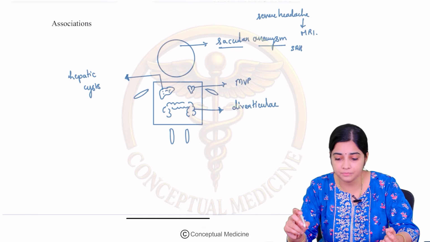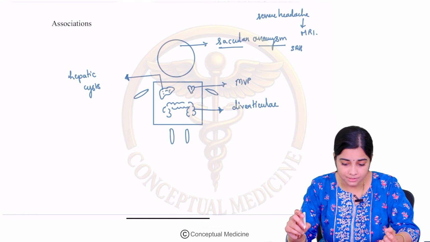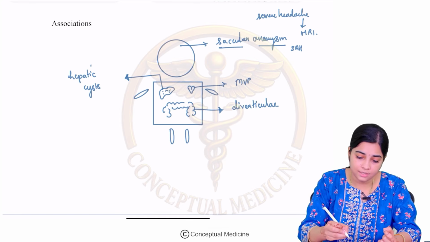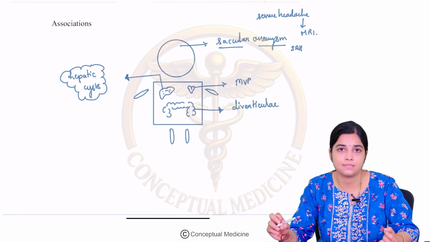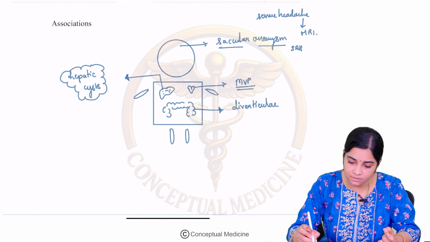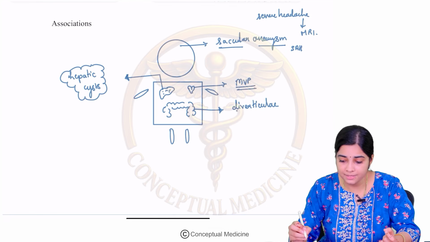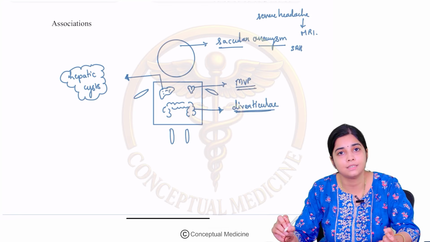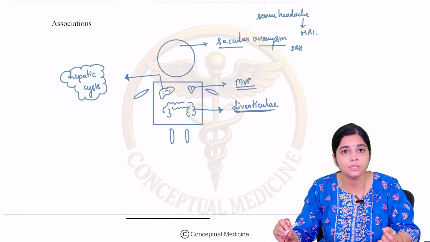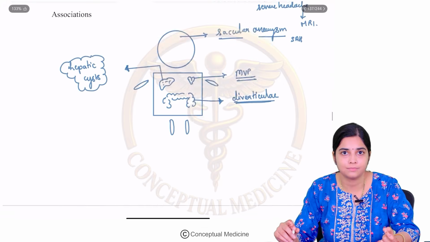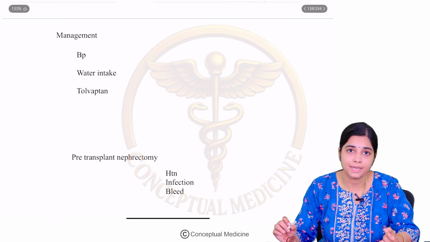Right? Apart from this, the most common extra-renal association is the presence of hepatic cysts. Then, in the heart, it's associated with mitral valve prolapse, and you can also have intestinal diverticula. So these are the other associations for polycystic kidney disease. Now let us look at the management.